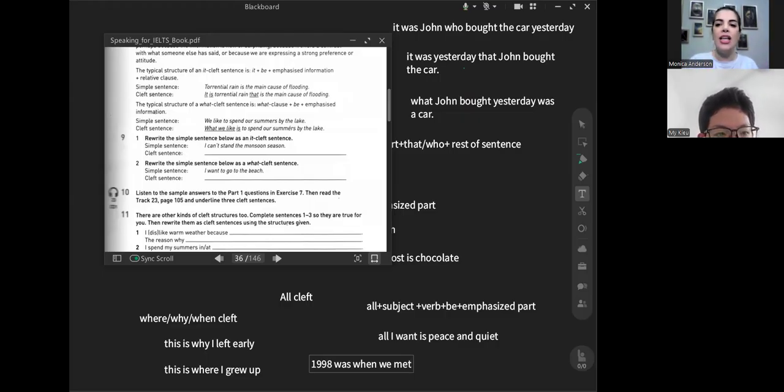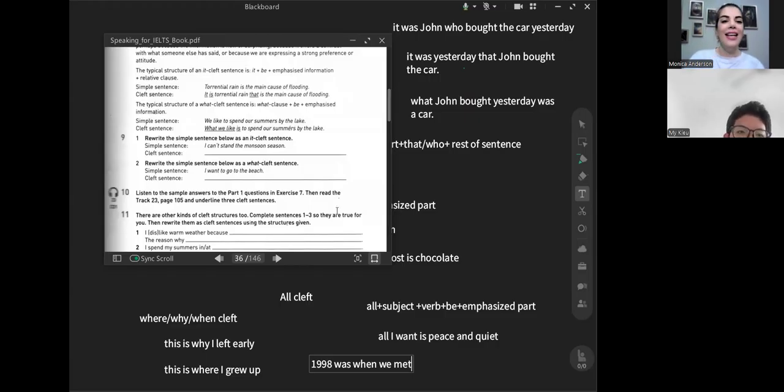For example, how to use it in IELTS, I say, it was my parents who encouraged me to study abroad. It was my mom, it was my parents, both of them, okay? And what I enjoy most about my hometown is the friendly atmosphere. So you can easily say, I love the friendly atmosphere, but of course, a cleft sentence is a better option. Any questions?